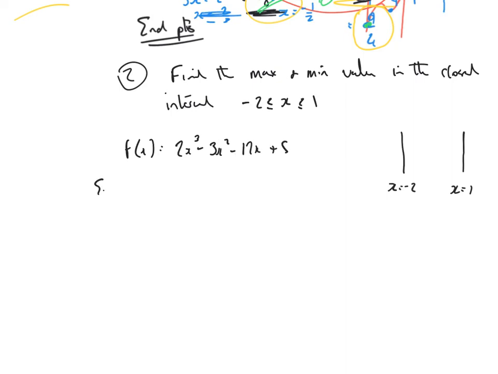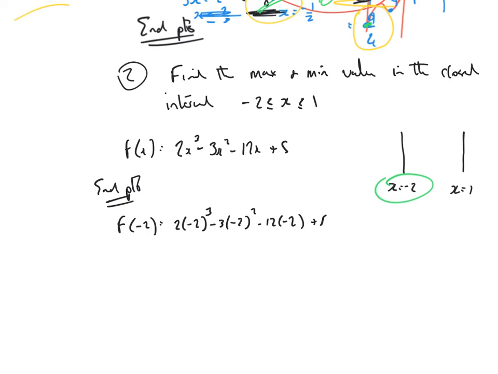Okay, let's check the end points first. So let's check the end point x equals minus 2. So into the original function, f of minus 2, 2 lots of minus 2 cubed, minus 3 lots of minus 2 squared, minus 12 lots of minus 2 plus 5. Okay, minus 2 cubed is minus 8 times 2 is minus 16. Minus 2 squared is 4 times 3 is minus 12. Minus 12 times minus 2 is plus 24, and then I've got plus 5. Okay, so minus 16 minus 12 is minus 28. Minus 28 plus 24 is minus 4. Minus 4 plus 5 is 1.